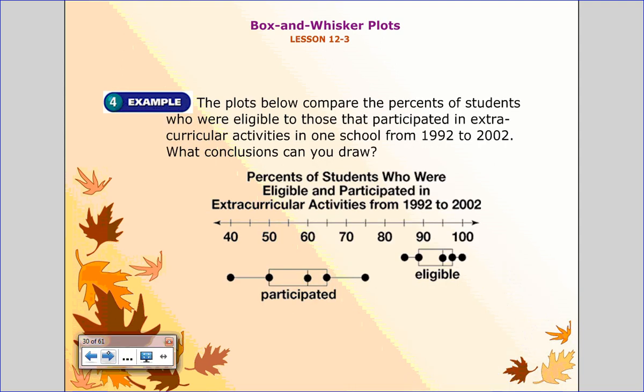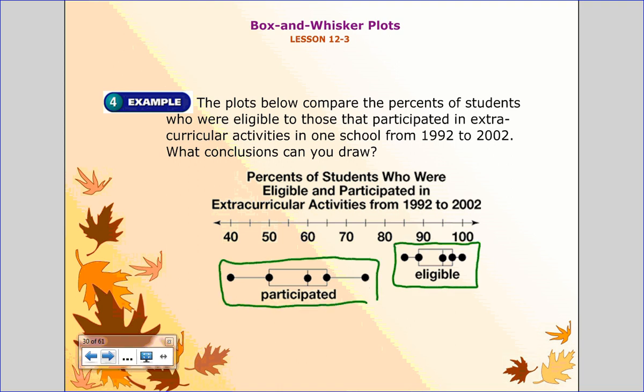And finally, 4 here. The plots below compare the percents of students who were eligible to those that participated in extracurricular activities in one school from 1992 to 2002. What conclusions can you draw? So here, these are the number of students eligible, meaning they could play. Well, this is the number of students who actually participated. So if we have to make general comments or conclusions about this, what could we say?